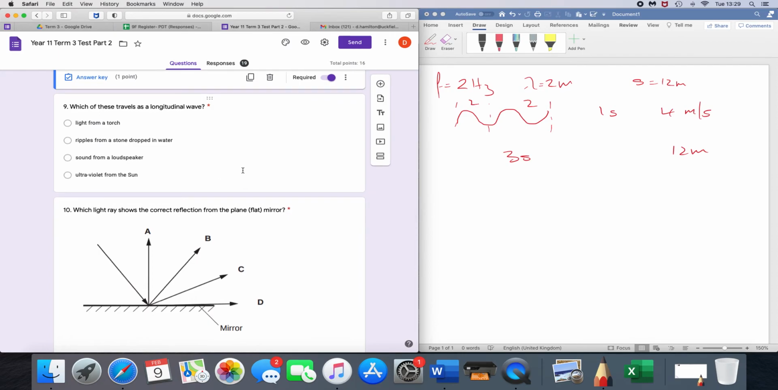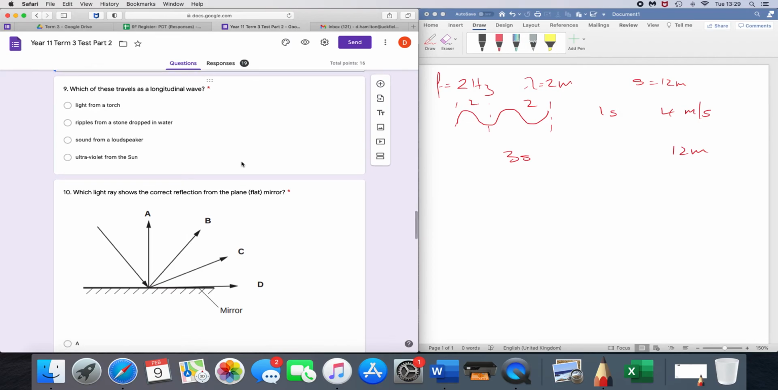Which of these travels as a longitudinal wave? Question 9. Light is transverse. Ripples from a stone dropped in water. Water waves are transverse, we call them. Sound is longitudinal. Ultraviolet is transverse. The answer is sound, C.